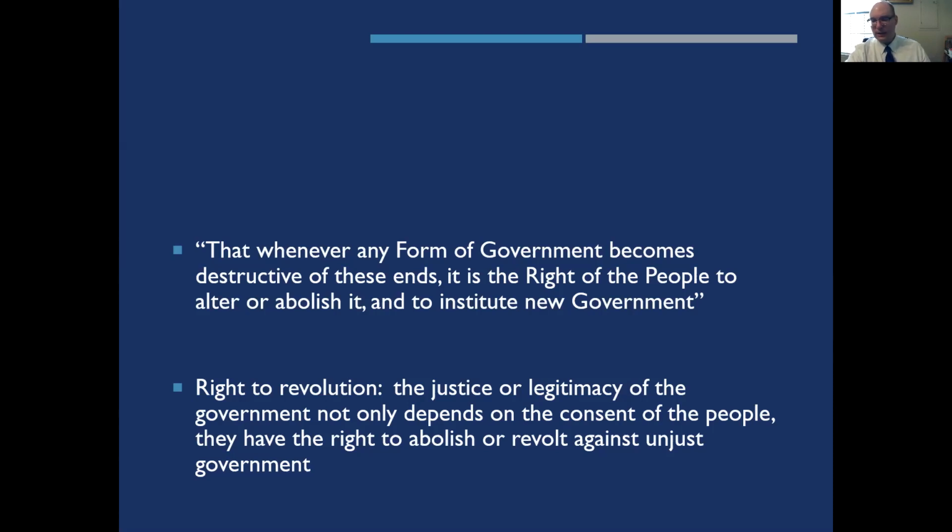So this right to revolution, most of these ideas come directly from John Locke, who was an English philosopher who lived a little bit before this time, a little bit before Jefferson, a generation or two before him. And this right to revolution, he was the first one to really articulate it in this way.